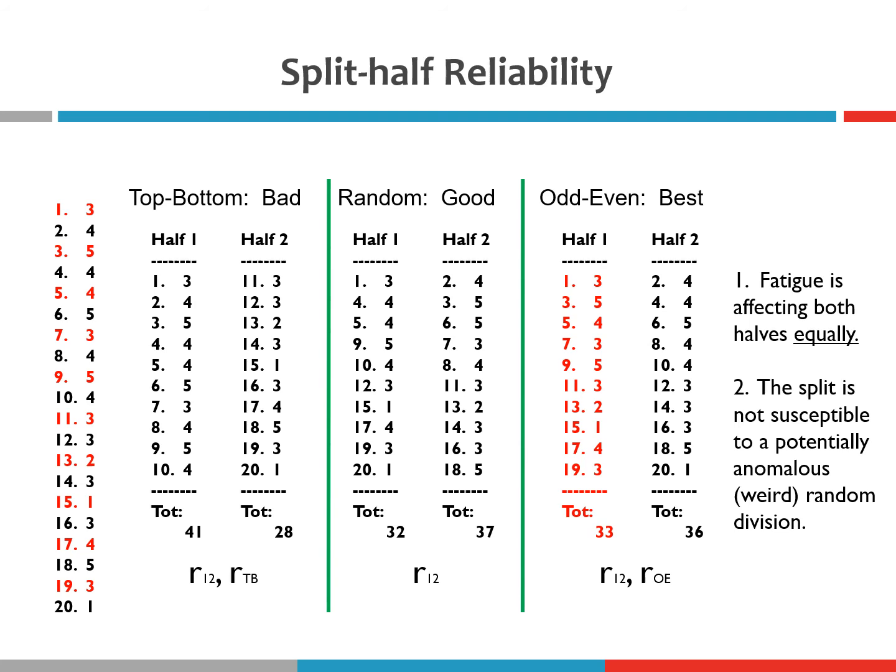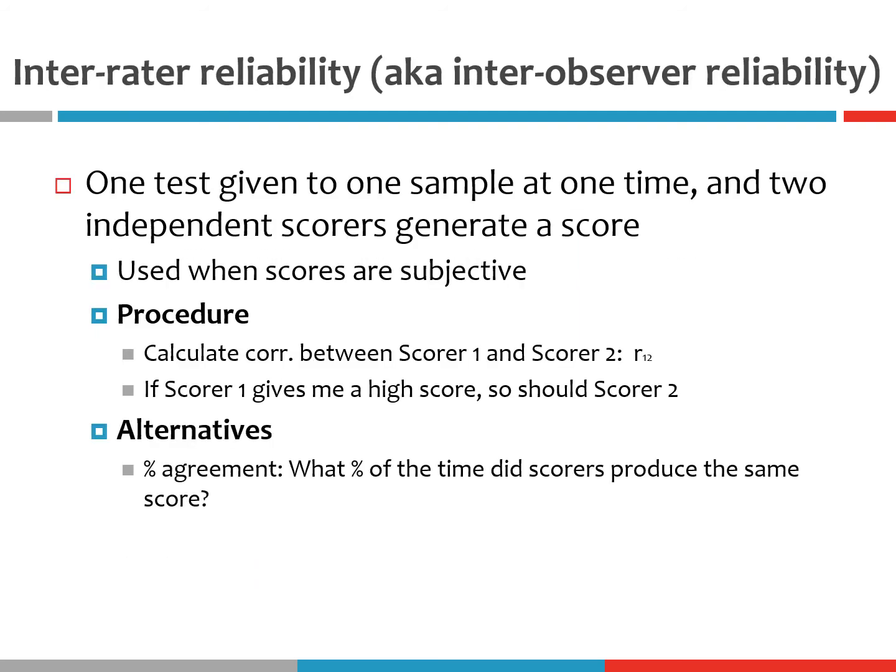So we've got that, but if we were to use odds and evens, then our split for the questions isn't necessarily going to be susceptible to potentially odd or strange random divisions. It's a little bit more systematic to just go odds versus evens. Okay.